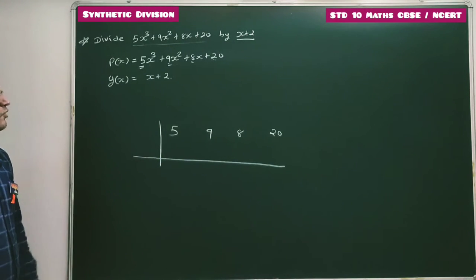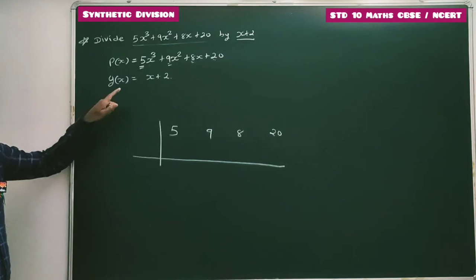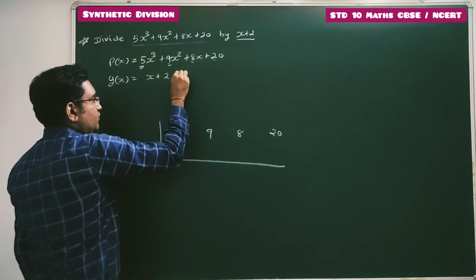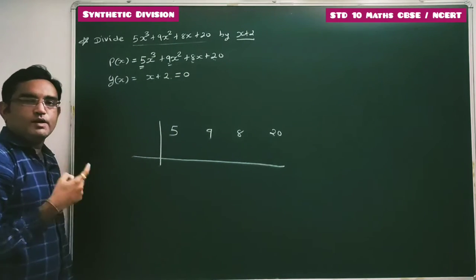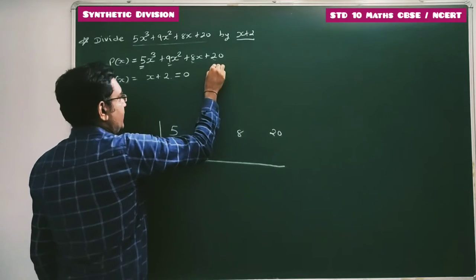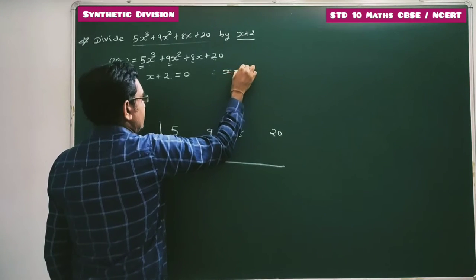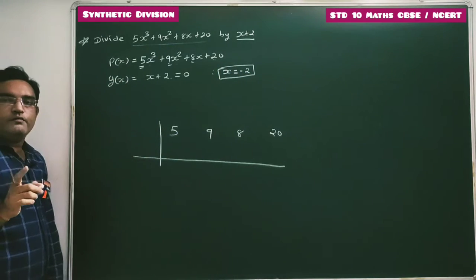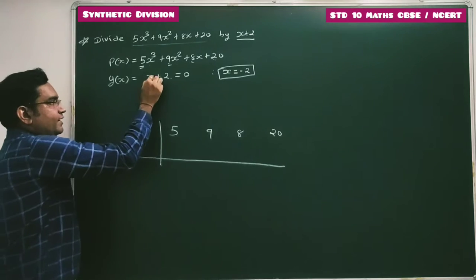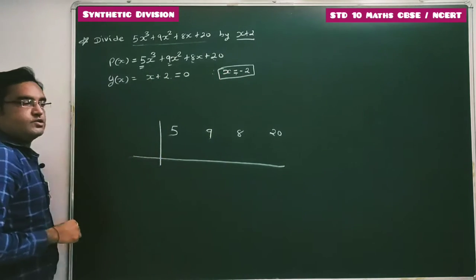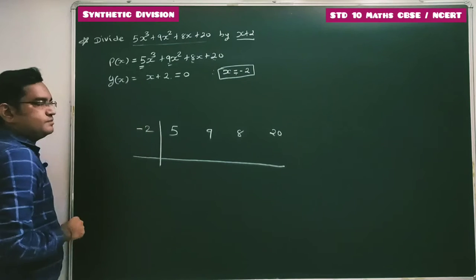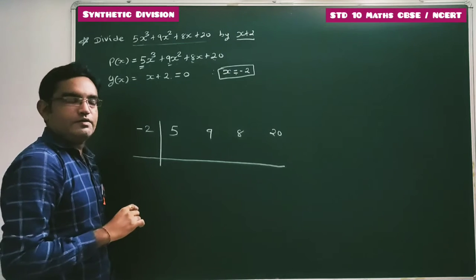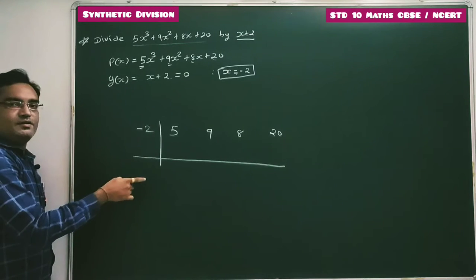Then we will consider our divisor polynomial, which is x plus 2. Take this divisor polynomial equal to 0 and hence we will get the value of x, which is minus 2. By comparing our divisor polynomial with 0, we get one value of x, equal to minus 2. So write that minus 2 over here. This division of polynomials is known as synthetic division, which is a shortcut method to find the quotient as well as the remainder.